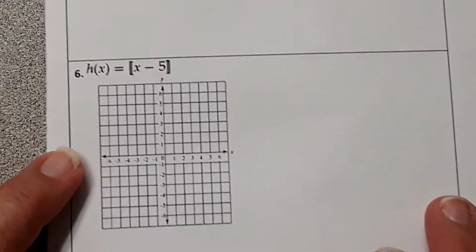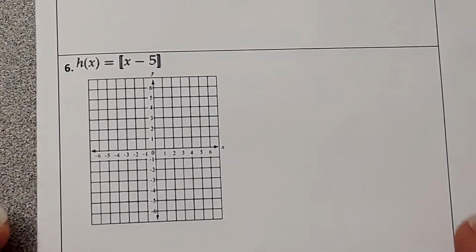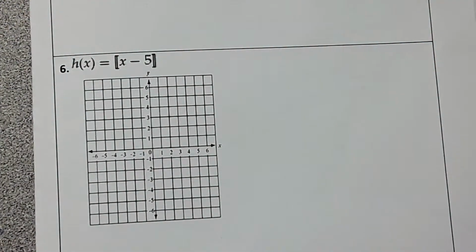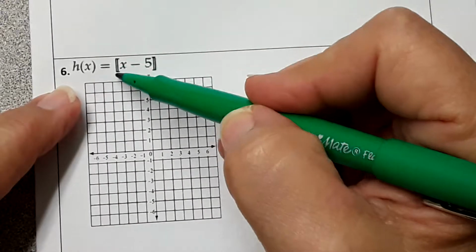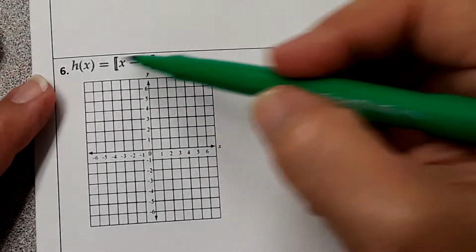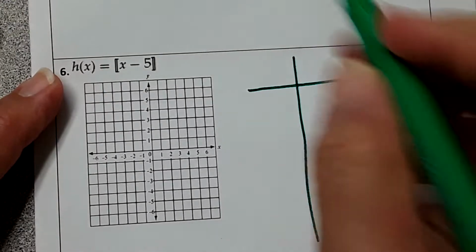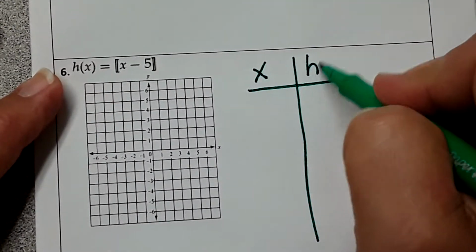Let's do number 6. You don't have to flip your page. I flipped my page. Okay, so again, you guys see how it has those little bars around it? That's how you know it's a step function. So these little bars right here, you guys at home, those are step functions, and we're going to make a table. We have x and we have h of x.